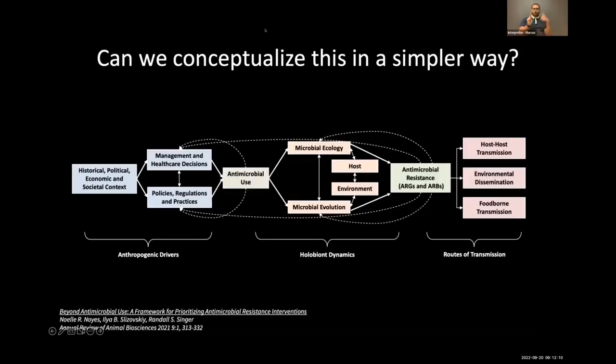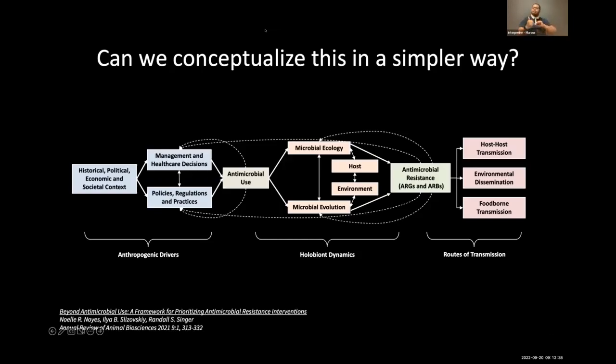So this is a very simplified diagram that we proposed as a way to potentially think about antimicrobial resistance mitigation. No diagram is perfect, especially for complex systems, but potentially it can help us frame the discussion today when we're talking about some of these really novel, innovative ways to tackle AMR mitigation.